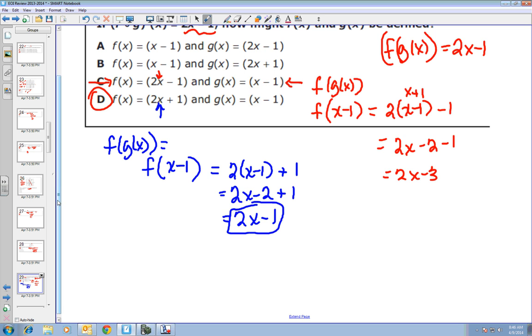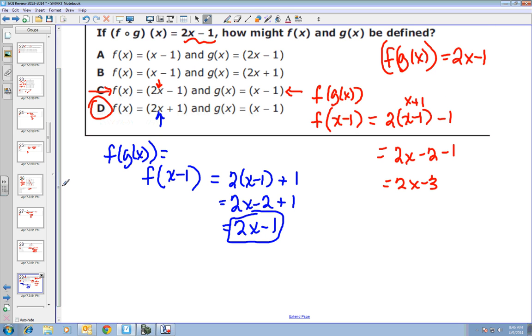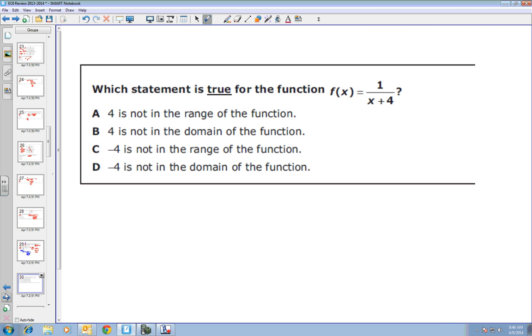Is that what I'm supposed to get as my answer? Yeah. Okay. There's not a shortcut for that one. There's no way to make it easier. You just have to play around with the answers. Okay. That one is kind of time consuming. All right. Next.